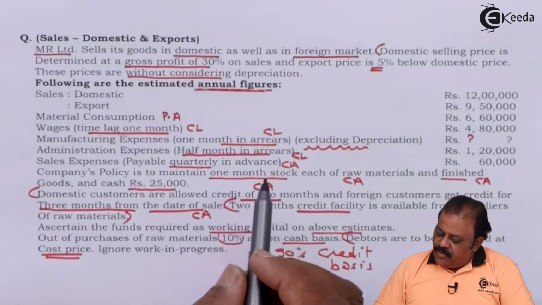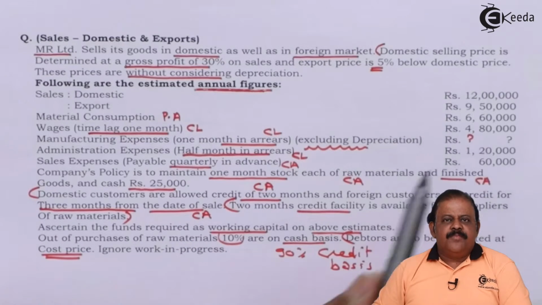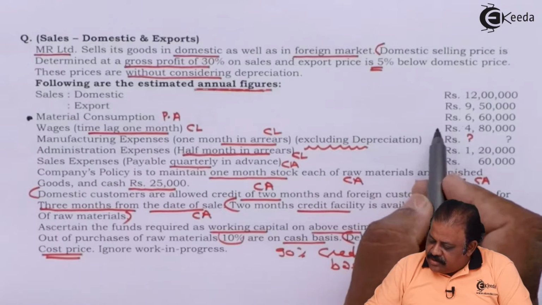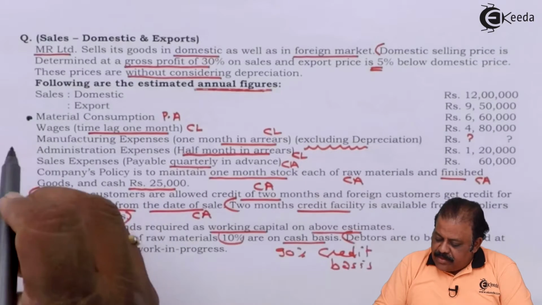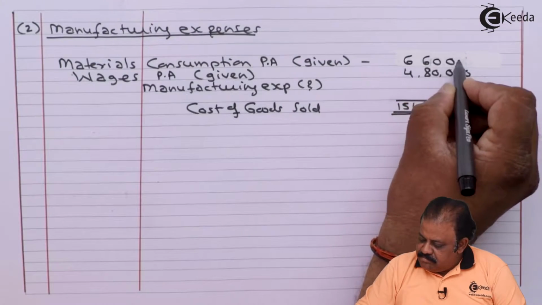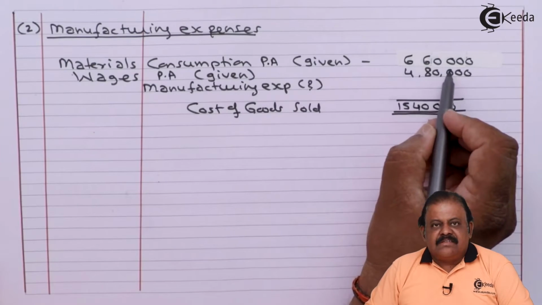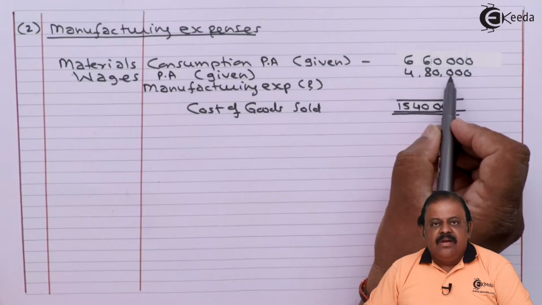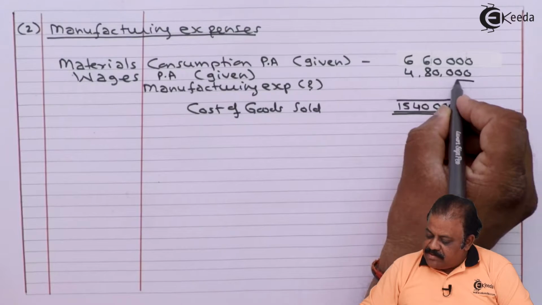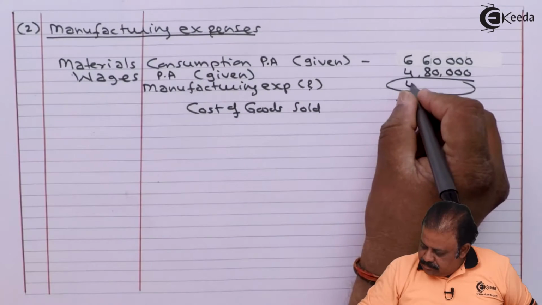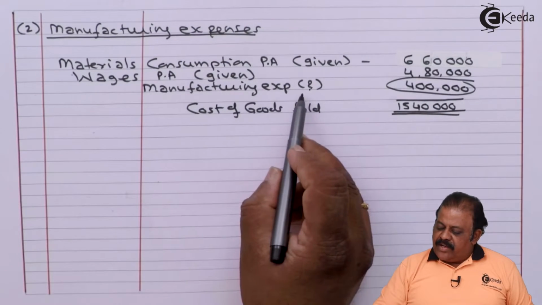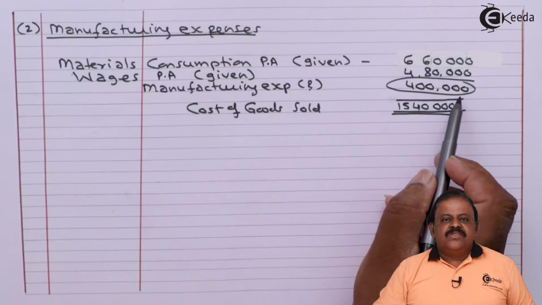We are required to find out manufacturing expenses because that is a missing information. It will be based on cost of goods sold. We have information of material consumption per annum 6,60,000, wages 4,80,000, cost of goods sold we have just now calculated 15,40,000. So this will get as a balancing figure, manufacturing expenses. So we have calculated manufacturing expenses as balancing figure, that is rupees 4 lakhs.